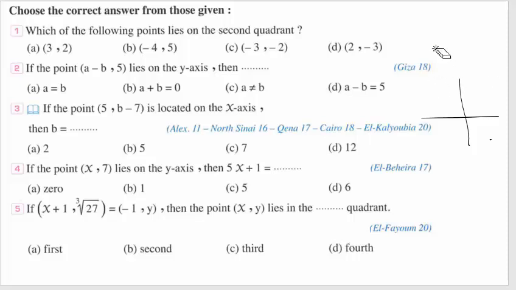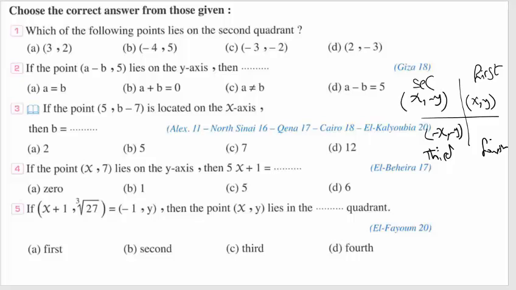Okay, you can write first, second, third, and fourth. In the first quadrant, x and y, both of them are always positive. In the second quadrant, x is negative and y is positive. While in the third quadrant, x and y, both of them are negative, and in the fourth quadrant, x is positive and y is negative. Moreover, the second important point is that any point lying on the x-axis, its y coordinate equals 0, and any point lying on the y-axis, its x coordinate equals 0.